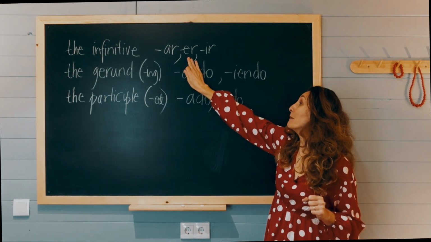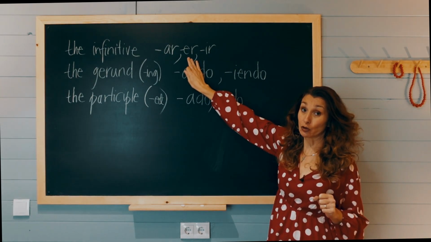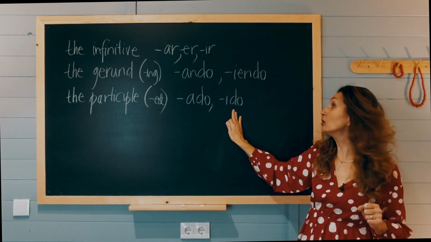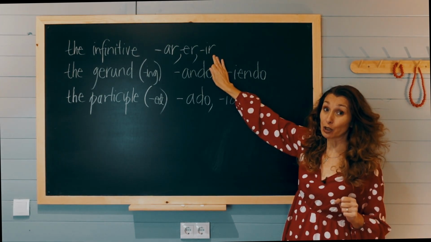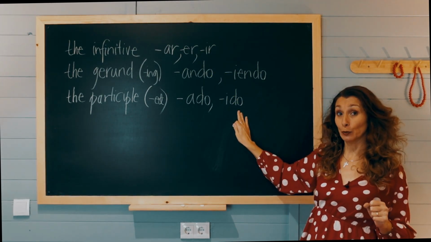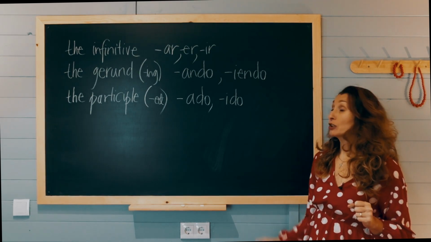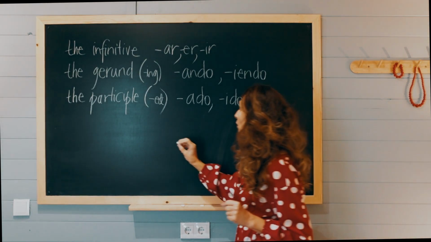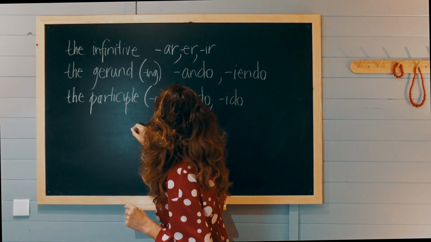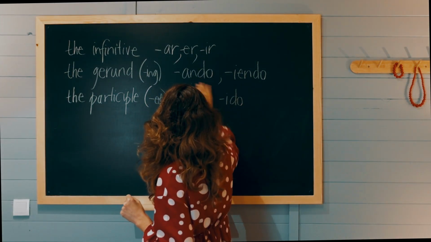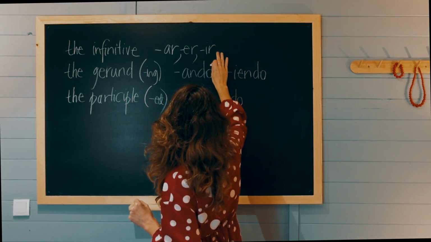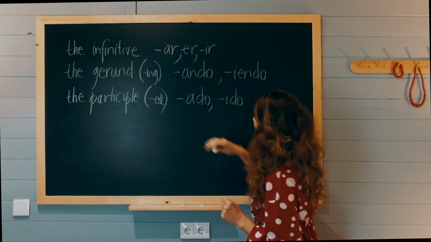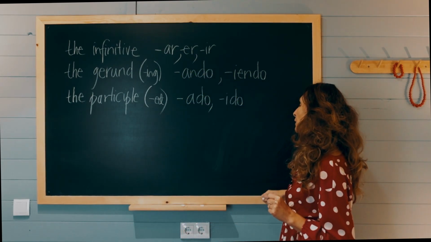So beber, to drink, would be bebido, and salir, to go out, salido. Okay, good. I'll give you an example of three verbs, one ending with ar, another one with er, and another one with ir, with all these three forms.